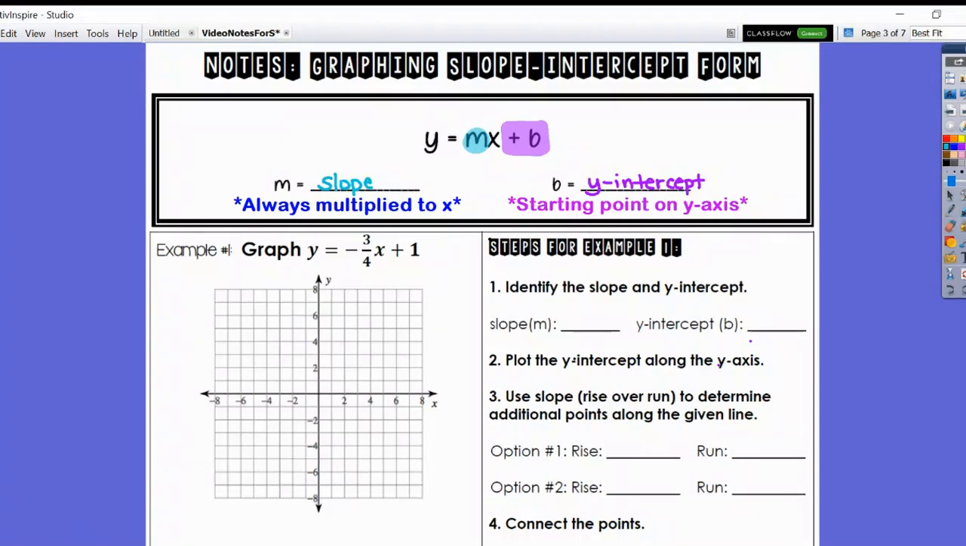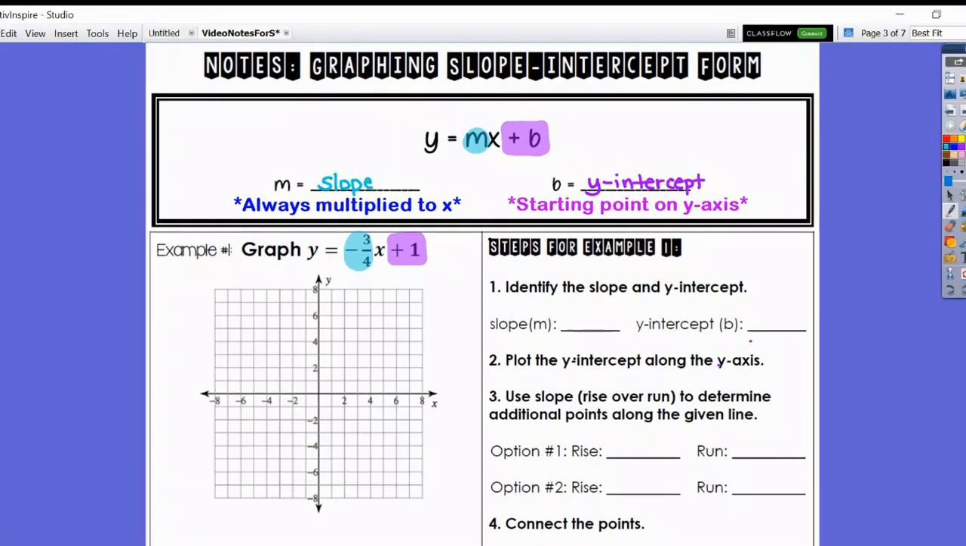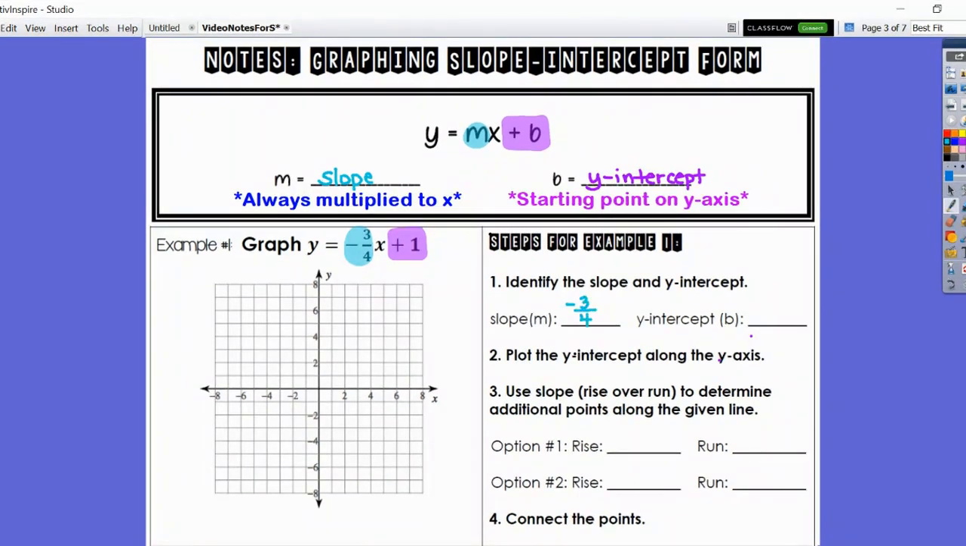Example 1, we have y equals -3/4x plus 1. Right away, I'm going to pull what my slope is and what my y-intercept is. That's my first step, identifying the two. Well, my slope is -3/4, and then my y-intercept is a +1.